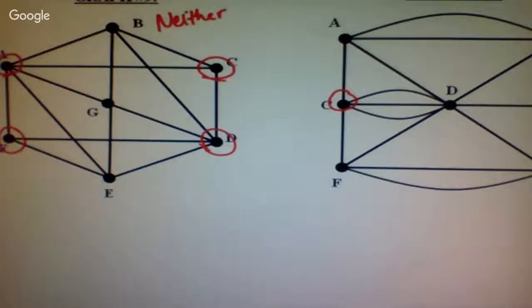C and E. Where do you want to start? C. Okay. Where am I traveling to when I leave C? You want to go to A. Okay. So there's 1. I'm now at A. Where are we going? D. There's 2. Now we're at D. Where are we going? B.